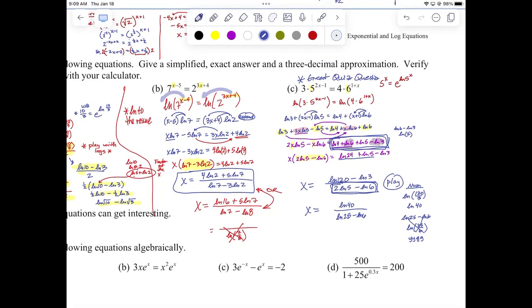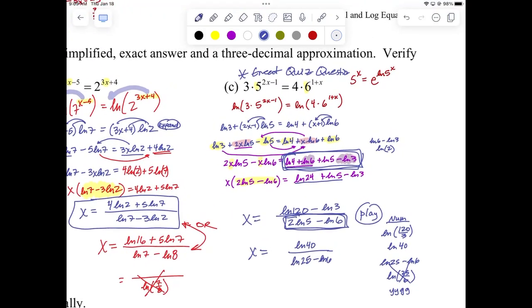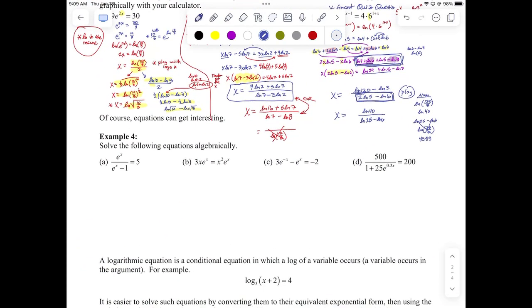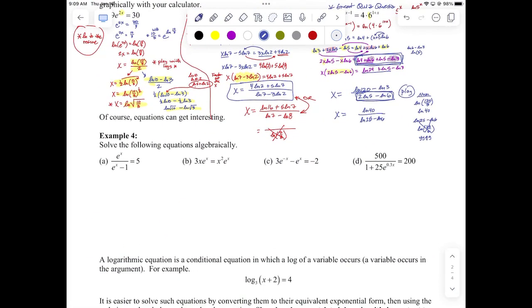Okay. Any comments or questions on how we do a problem like this? Take the log of both sides, fully expand, distribute, collect x's on the left, numbers on the right, factor out an x, and then divide through, and you solve for x, and then you play, right? Then you play. Okay. Let's look at some other types of exponential equations that are a little bit more nuanced.